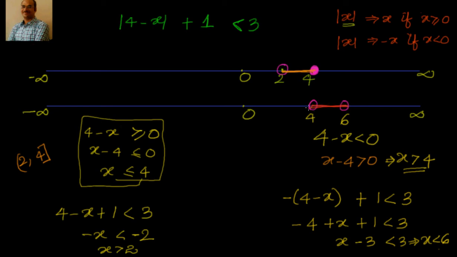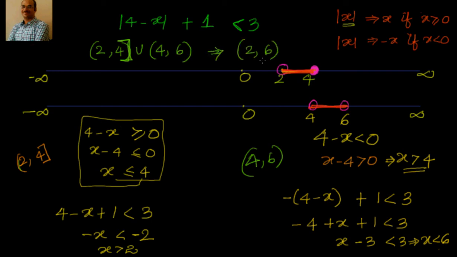Now I have to consider both the solutions. So what will be the combination of both? This is 2 comma 4, and this is 4 comma 6. So 2 comma 4 union 4 comma 6 is the solution. That's nothing but 2 comma 6 in curved brackets, that means boundaries not included. So that is the solution of the second one. So what we have done?